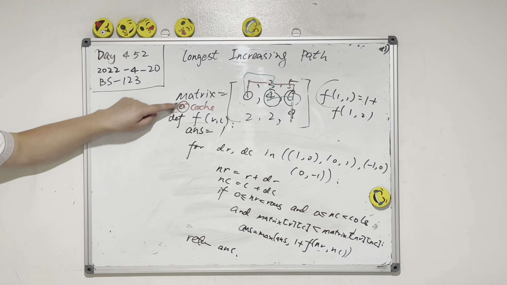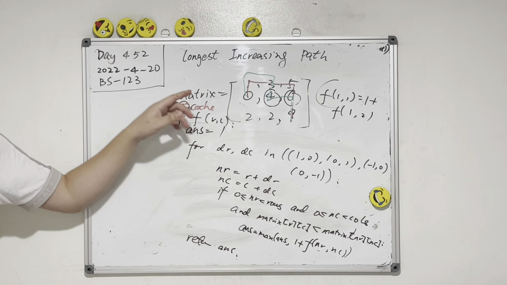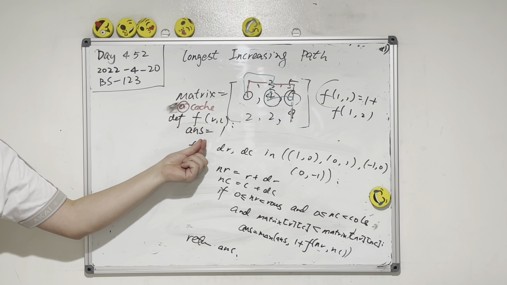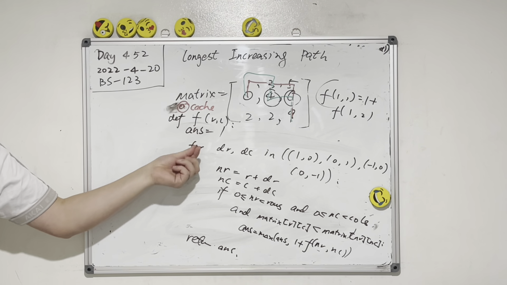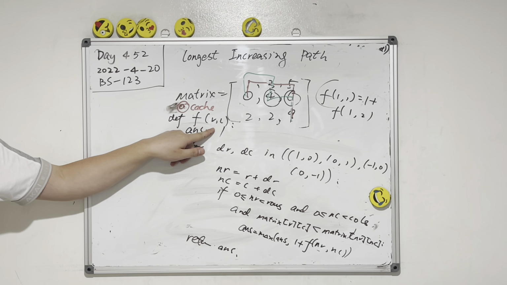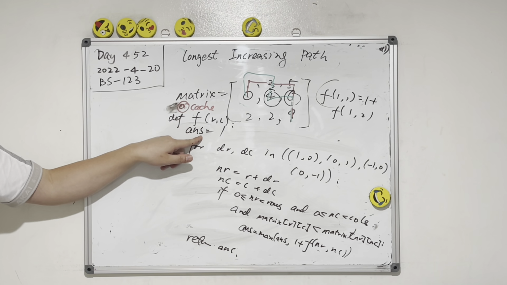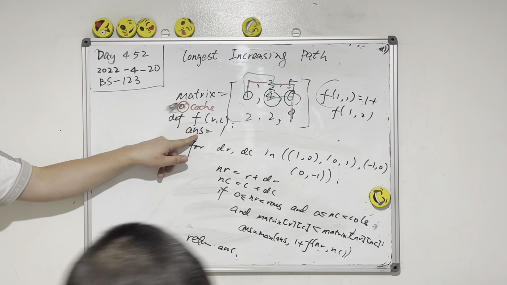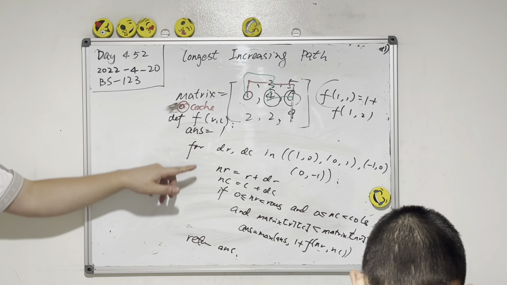So what about this cache? f(r, c) is representing the length of the longest strictly increasing path starting with this position r, c. The minimum is 1. If the neighbors are all smaller or equal than the current pixel, then it will be 1, right?